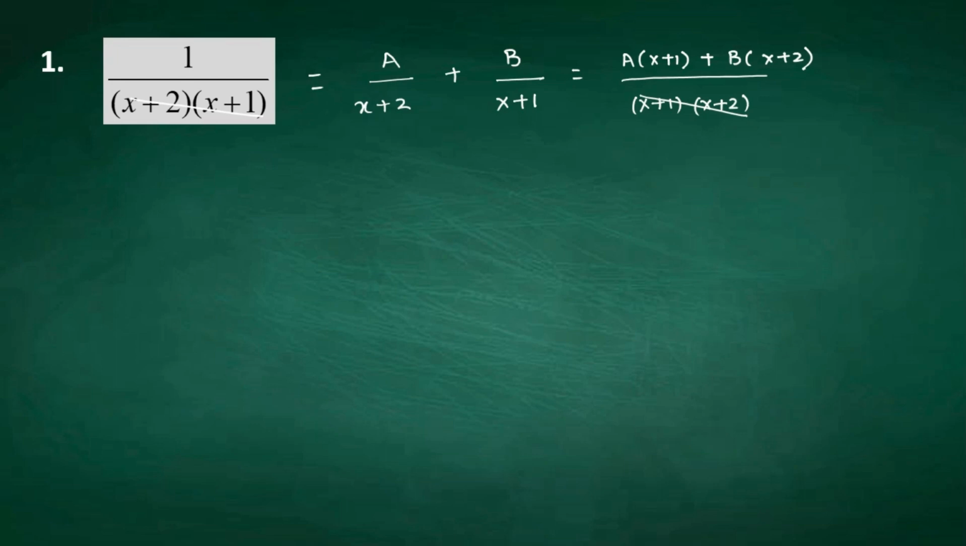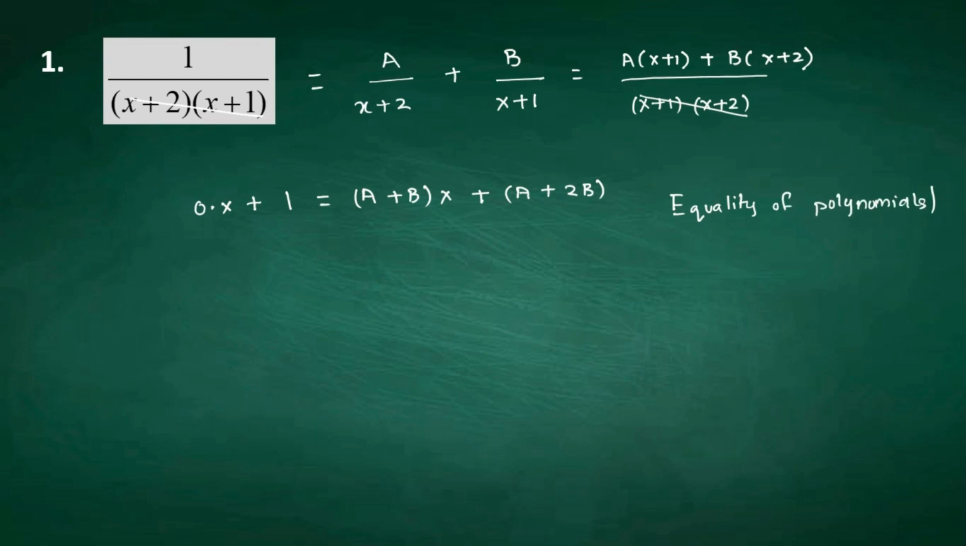Alright, so the numerator, you will say 1 can be equated to, if I take the coefficients of x term, a plus b times x plus a plus 2b. Now if you see here, the left hand side can be written as 0 times x, as you don't have any x terms. So now you can apply the equality of polynomials. What does it state? The coefficients of the respective powers of x should be equal and the constant terms should be equal.